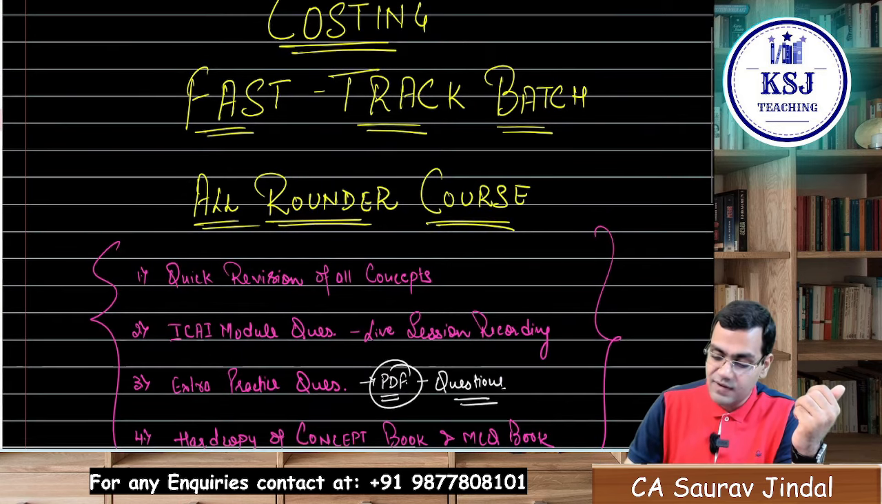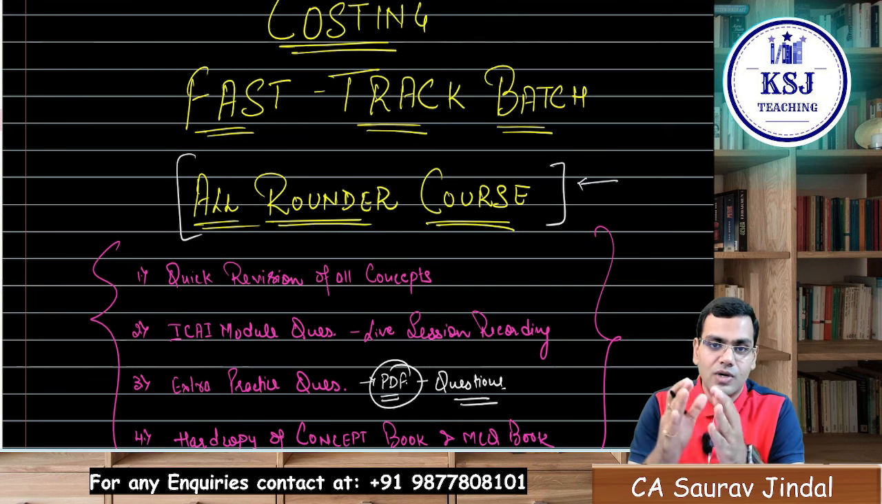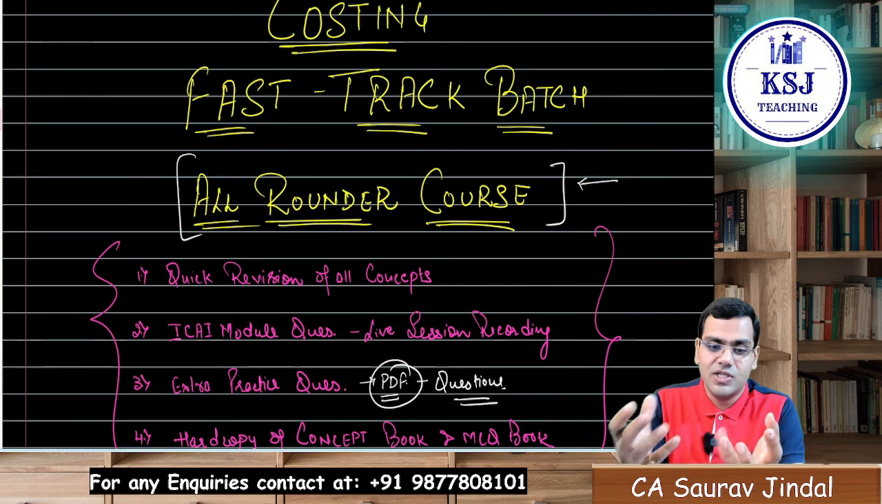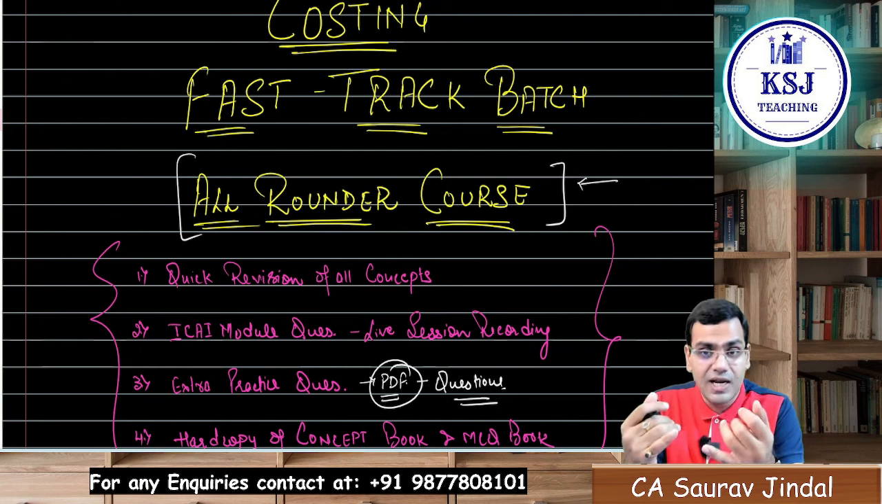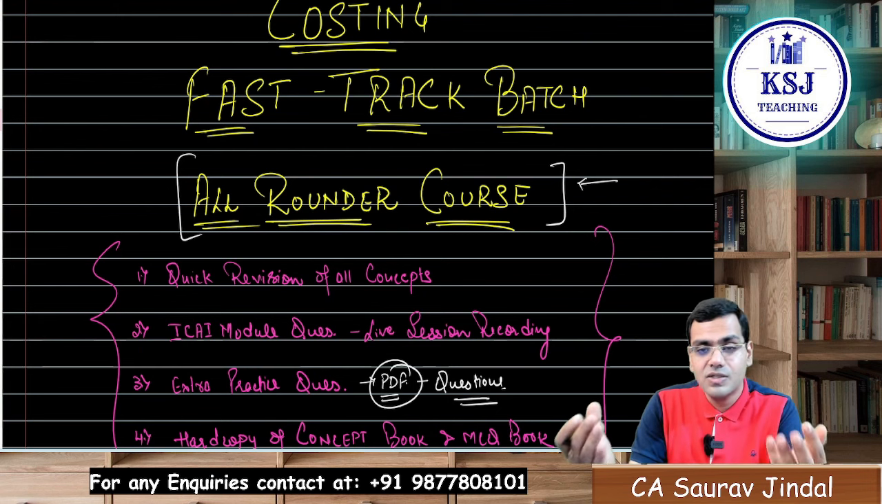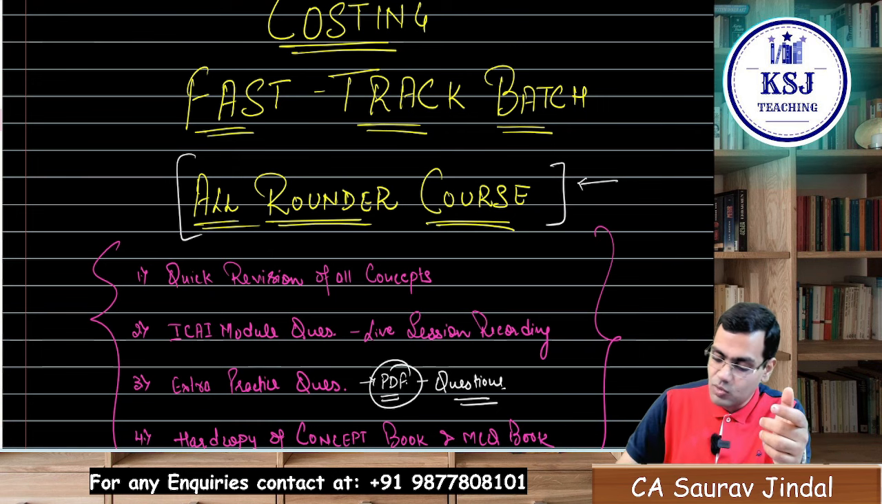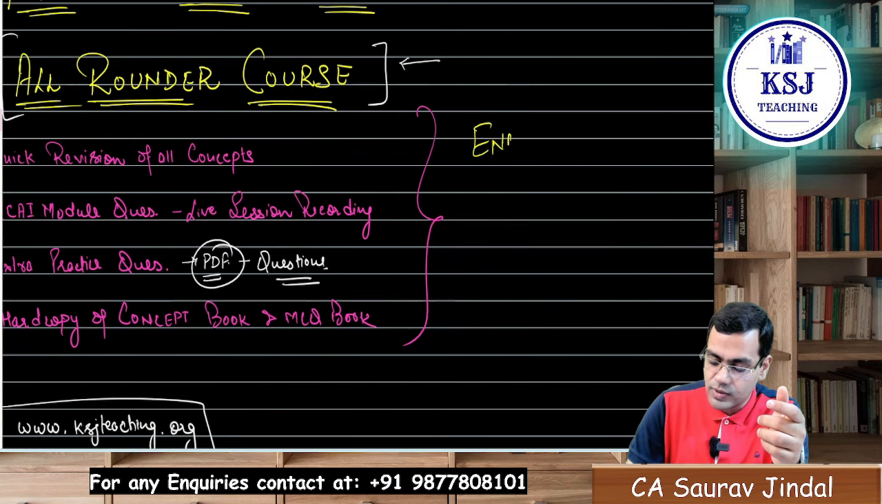That is why we have named this fast track batch as our all-rounder batch, all-rounder course, because it will give you all-rounder coverage of the subject, quick revision of concepts, ICAI module, hard copy of the books in which you will be getting the MCQ book also, as well as the extra questions for practice which are required. So what else do you need for this particular subject? One more very important thing, this whole course is in English language.